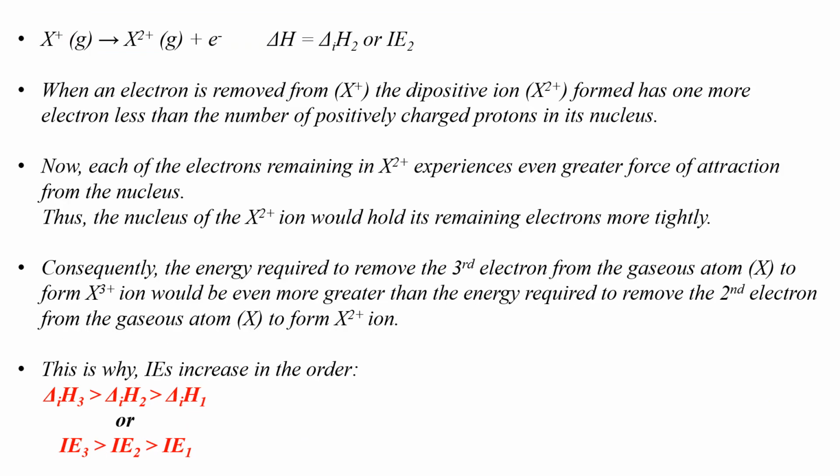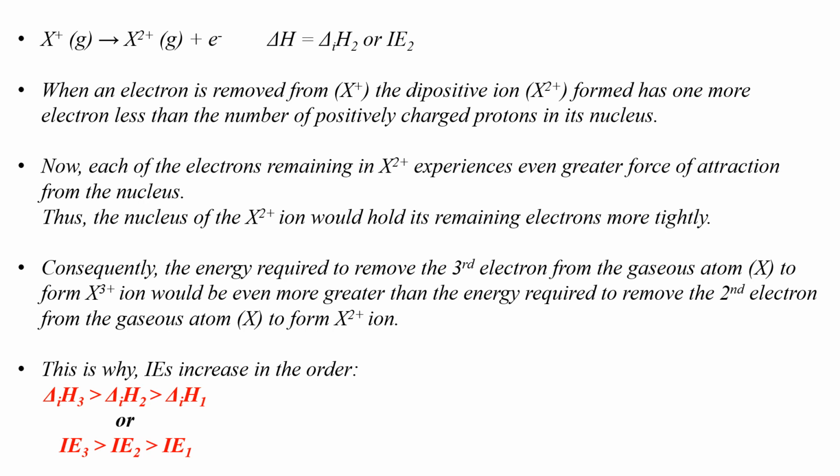Now look at the process. X plus gas gives X2 plus gas plus electron. When an electron is removed from X plus, the dipositive ion X2 plus formed has two more electrons less than the number of positively charged protons in its nucleus.